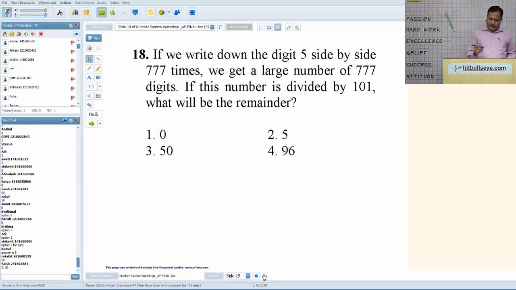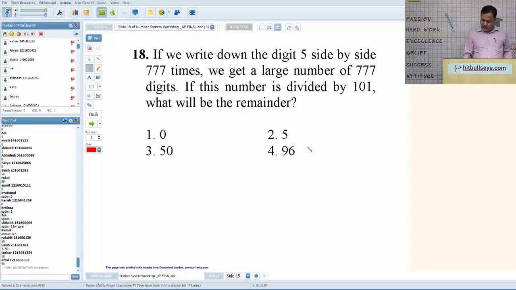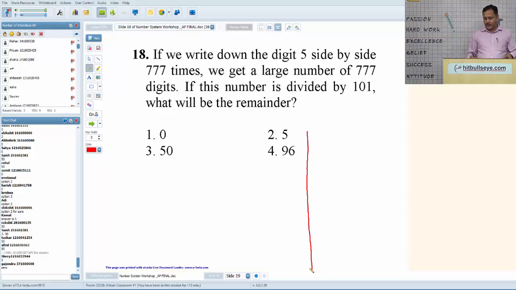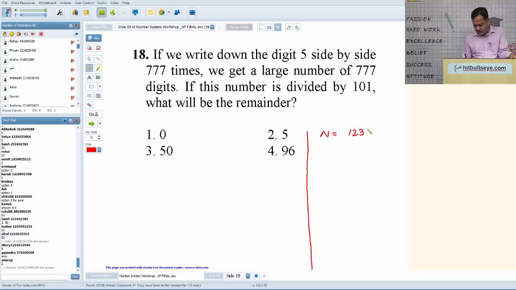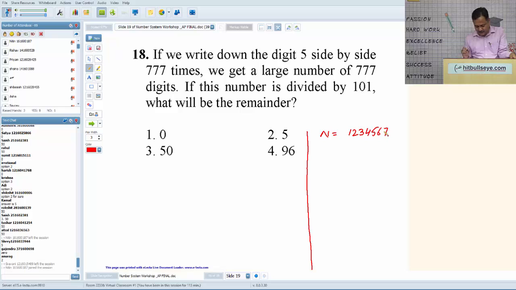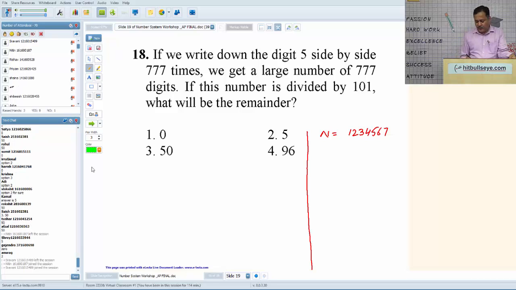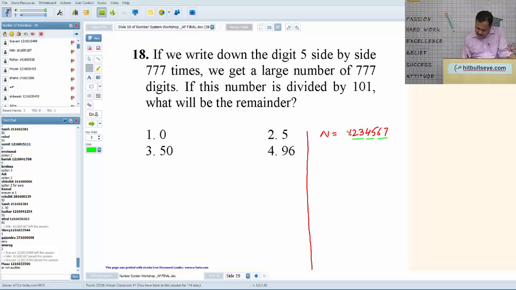So before doing this question, let us know the divisibility rule of 101. Now suppose there is a number that is 1, 2, 3, 4, 5, 6, 7. Now we have to check whether this number is divisible by 101 or not. For the divisibility of 101, we have to make pairs of 2 from the unit digit: 67, then 45, then 23, then 0 1.